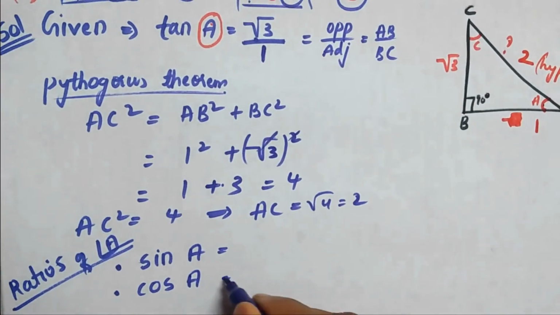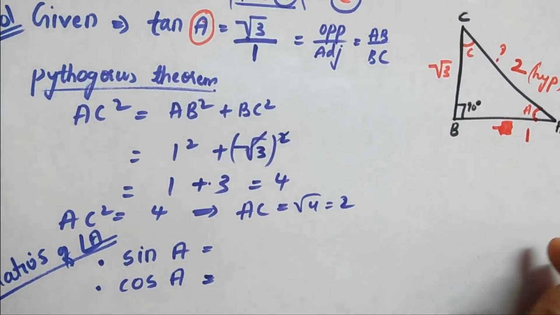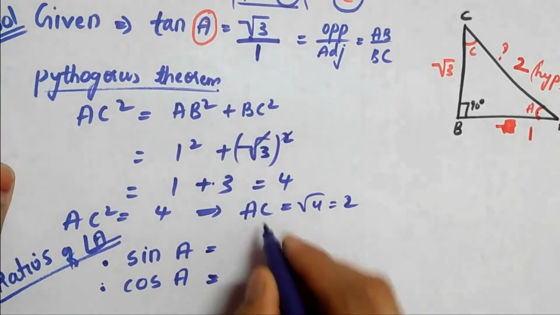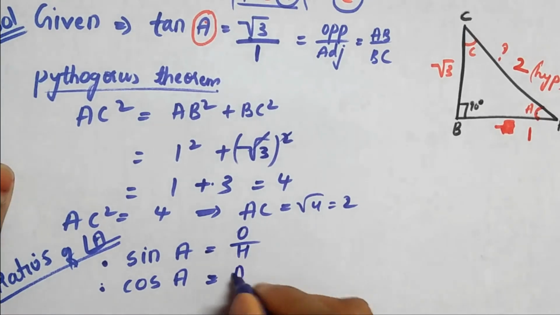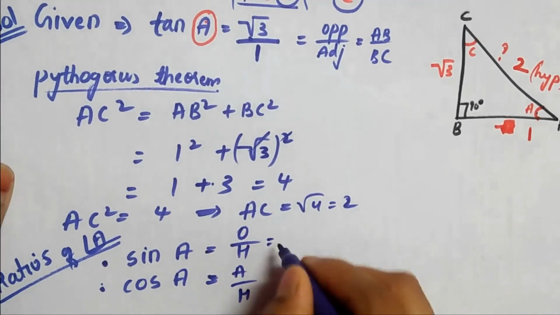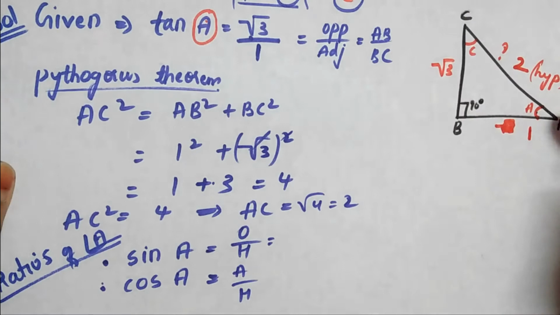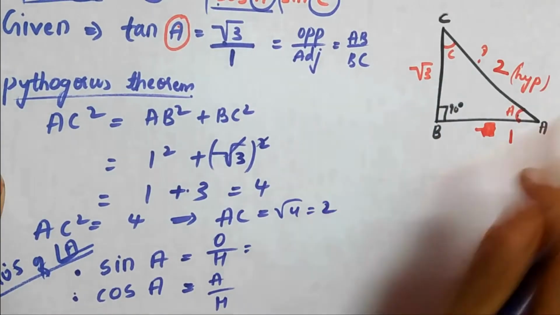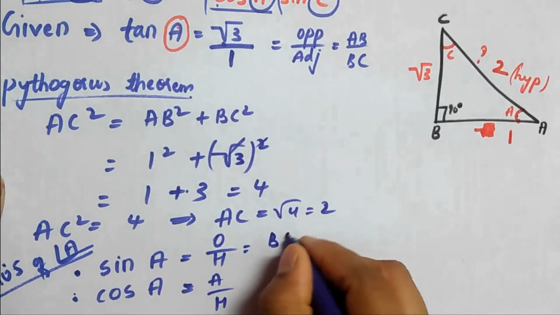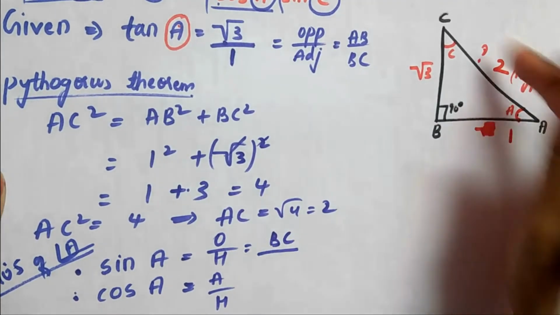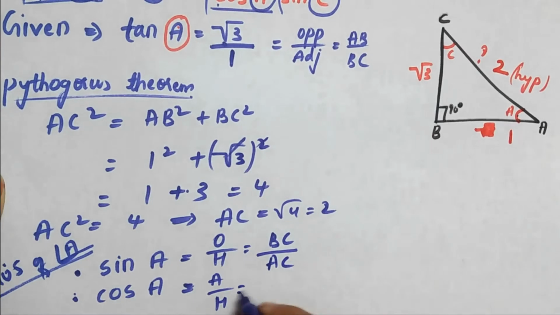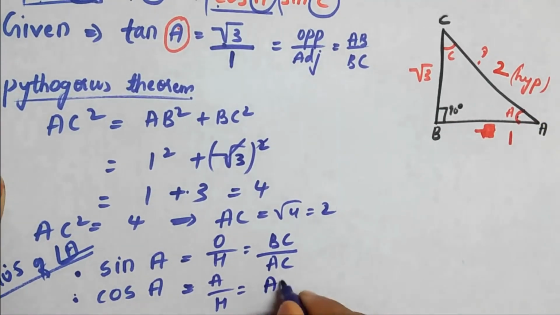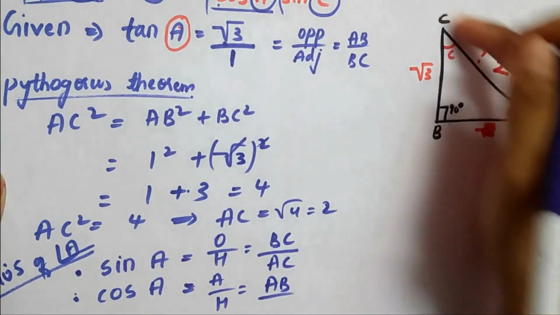First, let's take only the point of view of angle A. What is sin A? Opposite by hypotenuse. What is the opposite side from angle A? It is BC. What is the hypotenuse side? It is AC. And from angle A, what is the adjacent side? AB. The hypotenuse is always AC.